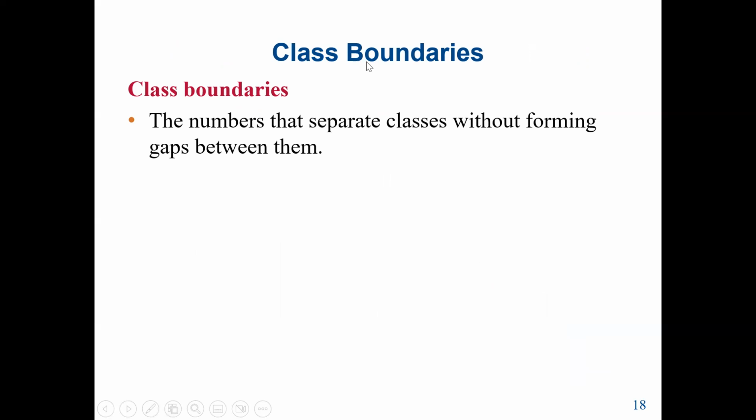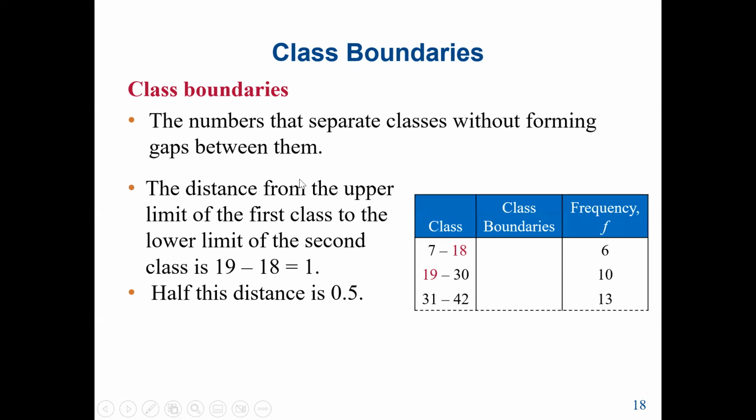So next we have what we call the class boundaries. Class boundaries are the numbers that separate classes without forming gaps between them. So for example here, the distance from the upper limit of the first class to the lower limit of the second class is 19 minus 18, which is 1. And we can see from here. Now half this distance is 0.5.